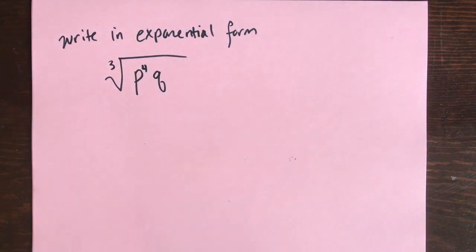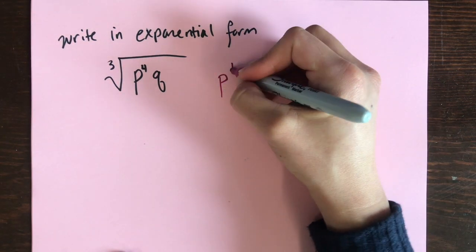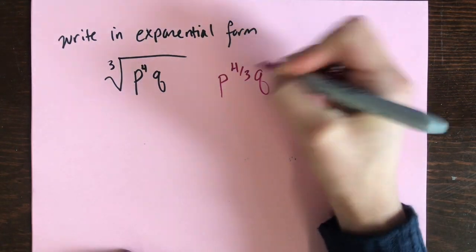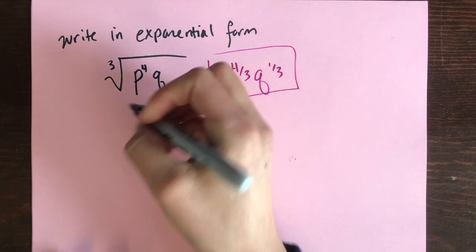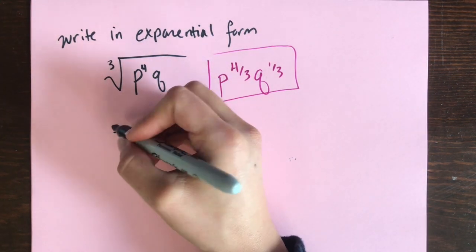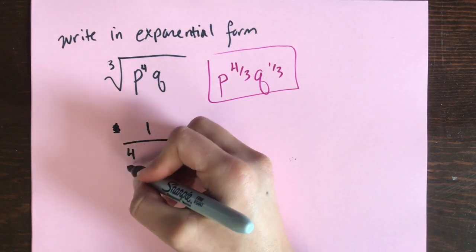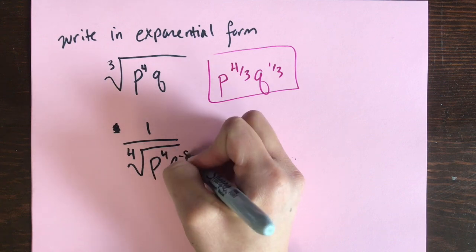So we're going to write this in exponential form. We have the cubic root of p to the 4th q. So I'm just going to write my cubic root as 1/3. So I end up with p to the 4 over 3, q to the 1 over 3. I distribute the exponent because everything is multiplied. I couldn't distribute the exponent if anything was added, but I can because things are multiplied.